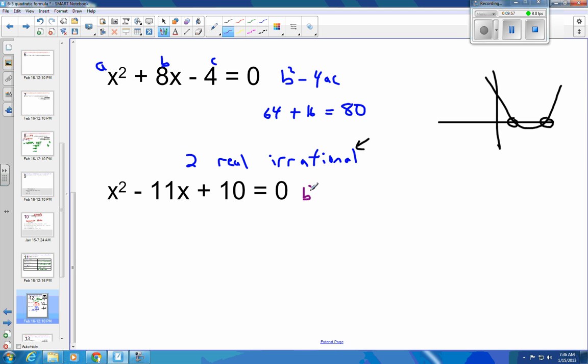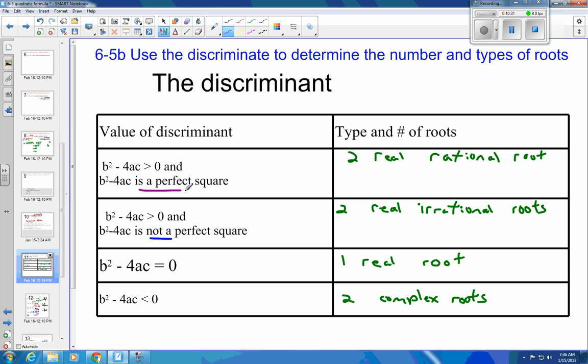So we need b squared minus 4ac. And so a is 1, b is a negative 11, c is 10. So negative 11 squared is positive 121. Minus 4 times 1 times 10, that's minus 40. So 121 minus 40. The 1 comes down. 12 minus 4 is 8, so that's an 81. 81 is a perfect square. So we go back to our table. So it is a perfect square, so we get 2 real rational roots.